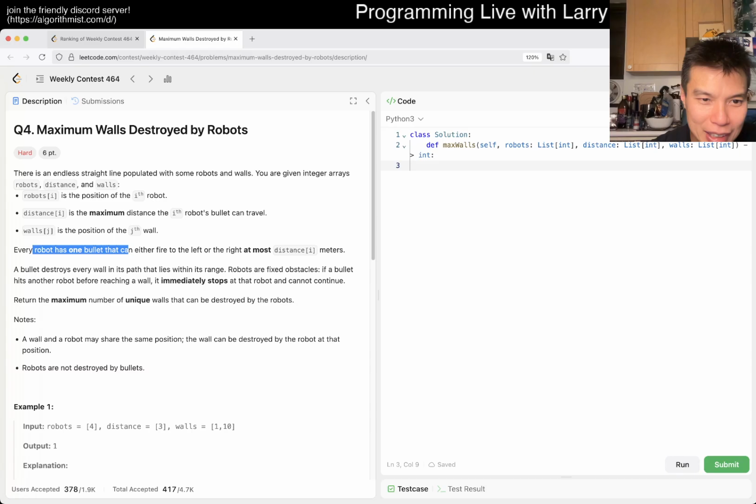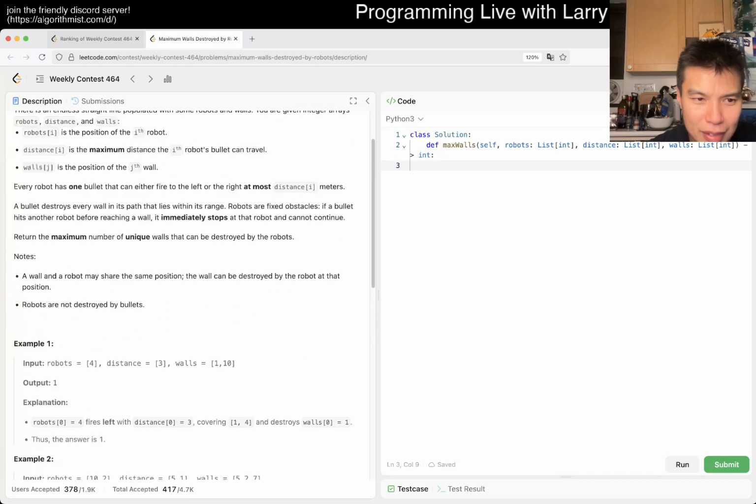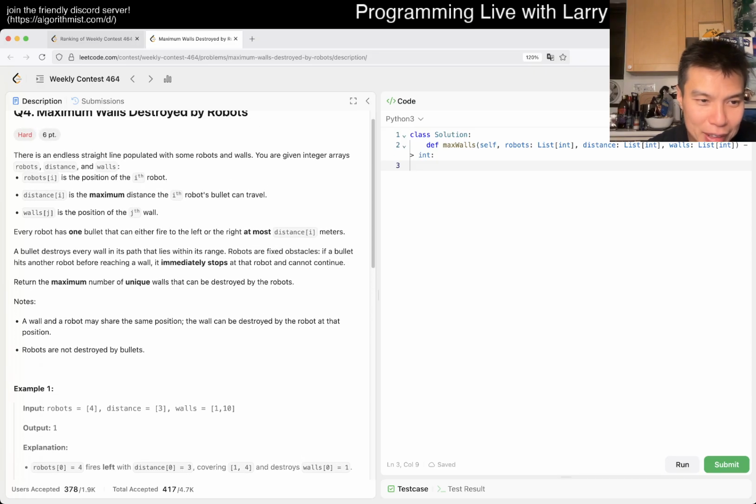Okay, every bullet, one bullet. They can fire to left or right at most distance of I meters. Okay, I guess that's what this part is saying, though they wrote it in a really weird order. A bullet destroys every wall in its path. Robots are fixed obstacles. If a bullet hits another robot, it immediately stops at that; it cannot continue. Okay, so you could destroy walls, but not robots. A very weird bullet, but anyway, maximum number of unique walls.